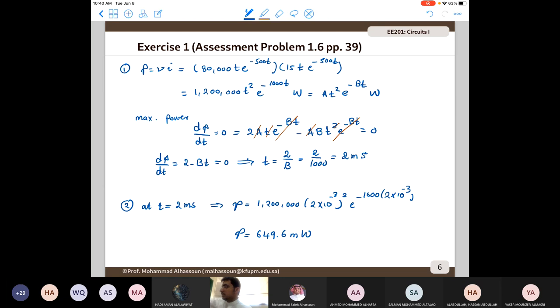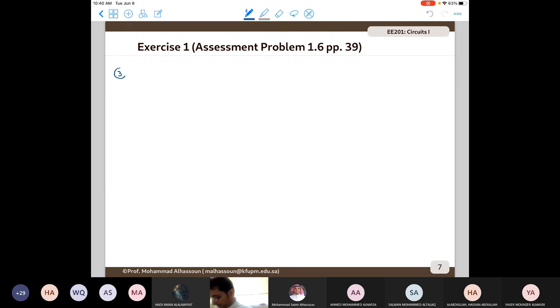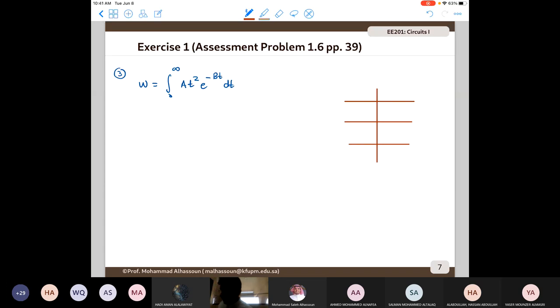Let me make sure, I have it written here. So integrate from zero to infinity a t squared e to the power negative bt dt. And the way to do this integral, there are multiple ways. You can integrate it by parts, but I don't like integrating by parts; I usually try to avoid it. So I use the table method to do that. In this case, I have the product of t squared and e to the power negative bt. So I differentiate this one and differentiate it again until I reach zero, and I'm taking the antiderivative of the exponent.